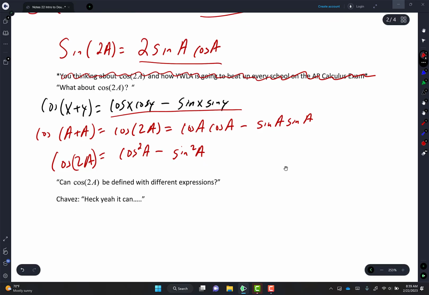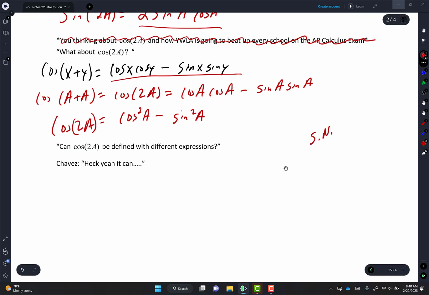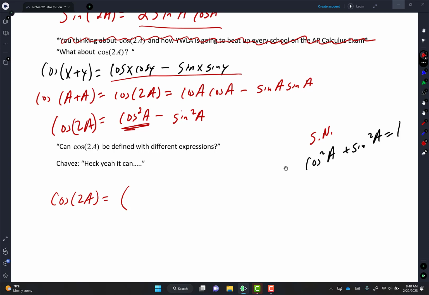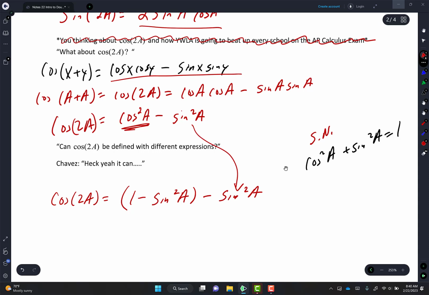Remember, guys, your side note. Remember your Valentine's formula that cosine squared A plus sine squared A equals 1. That one's always true. Because that's true, I can replace the cosine squared with what? 1 minus sine squared. Minus sine squared. That's that one. And then this is just replaced.